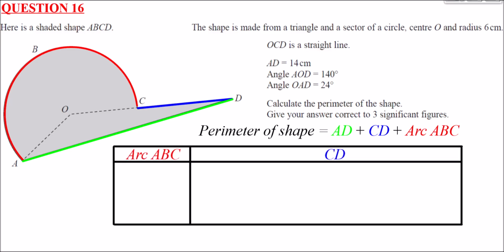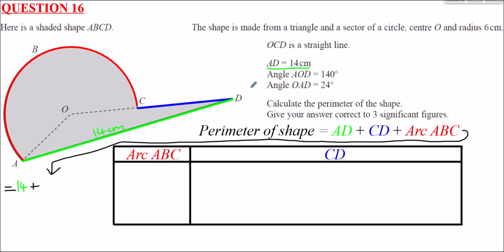So let's focus on these first. Now we can fill in the information in the question. So AD is 14. That's really straightforward. We can add this in. So the perimeter is going to be 14, which is AD, plus CD, plus this arc. So the arc and CD are going to be where most of our work comes in.